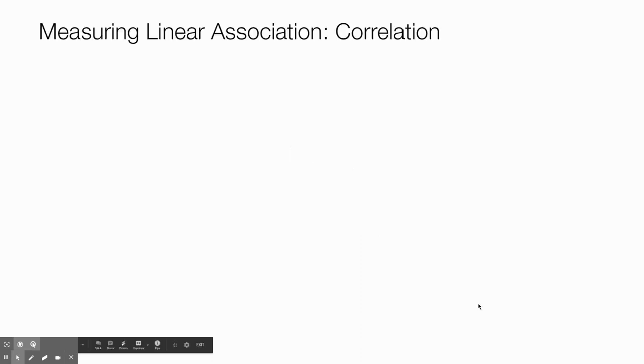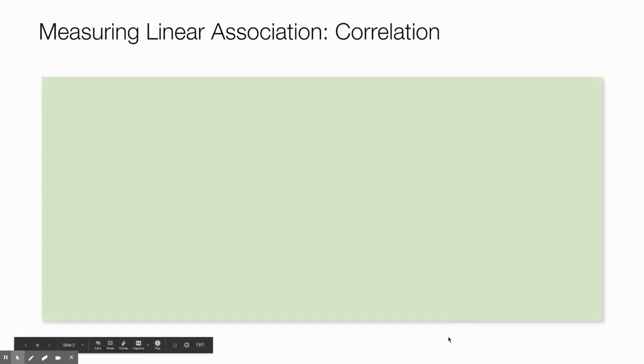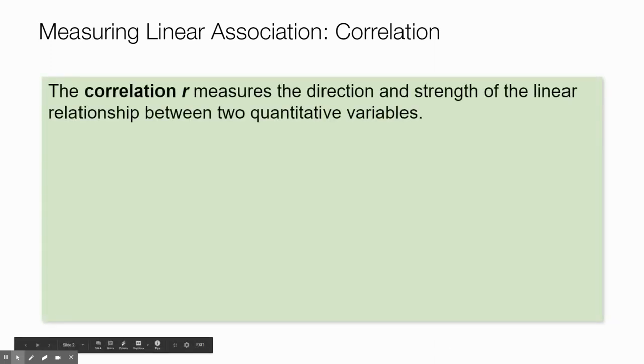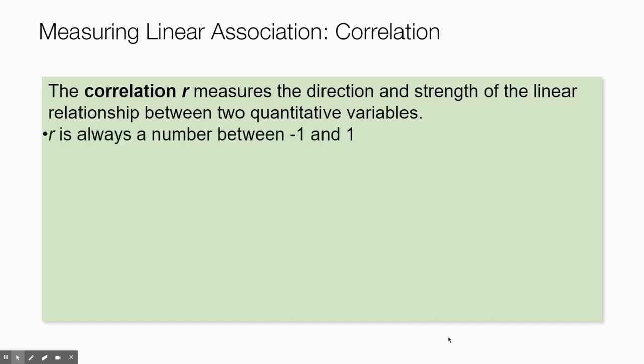Let's get started. Today we're going to learn about correlation, more specifically the correlation coefficient. Now, the correlation coefficient is known as the letter R, and this measures the direction and strength of a linear relationship between two quantitative variables.